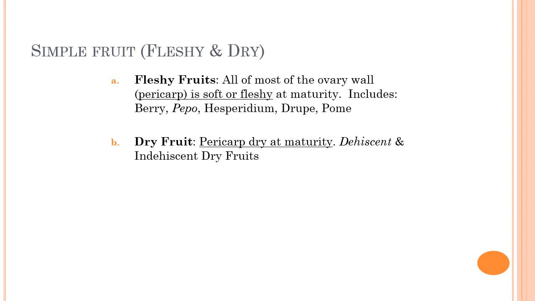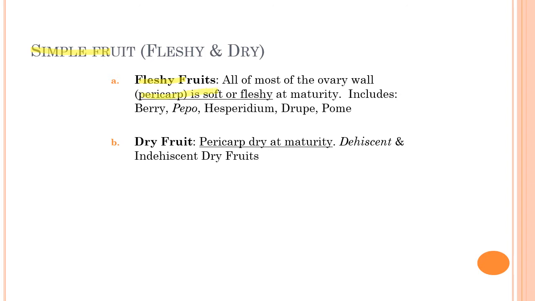Simple fruits are also further classified into fleshy fruits. That means the pericarp, and you already know the pericarp from last time, is made of exocarp, mesocarp, and endocarp. All of these three structures are fleshy.